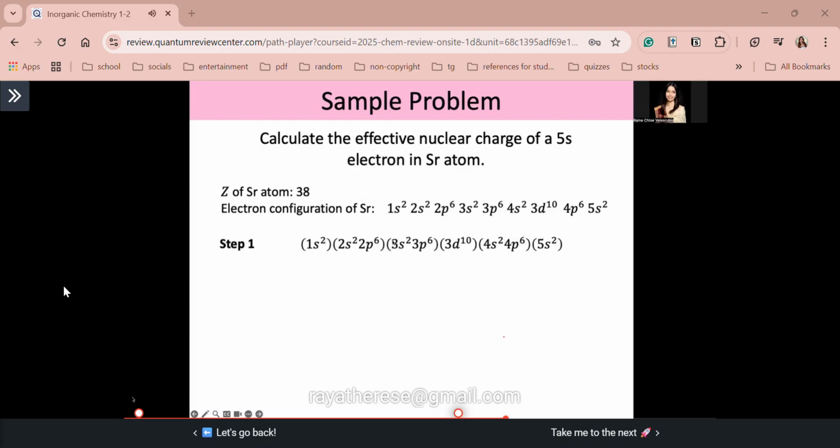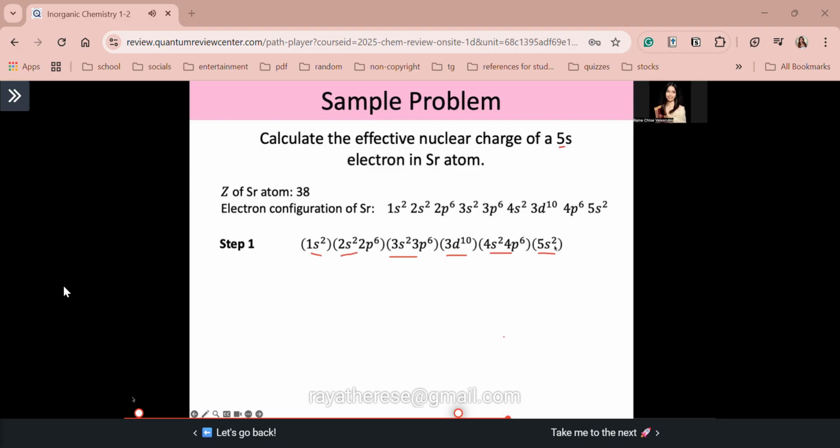Now, step 1, group nyo muna yung electron configuration based on increasing energy. So 1s2, groupmate sila, 2s2p, groupmate sila, 3s3p, groupmate sila, 3d, individual, 4s4p, groupmate, 5s2. Kasi siya lang naman talaga mag-isa, wala ka namang 5p dito, di ba? Okay, so your electron of interest ulit is a 5s electron. Isang electron from the 5s orbital.